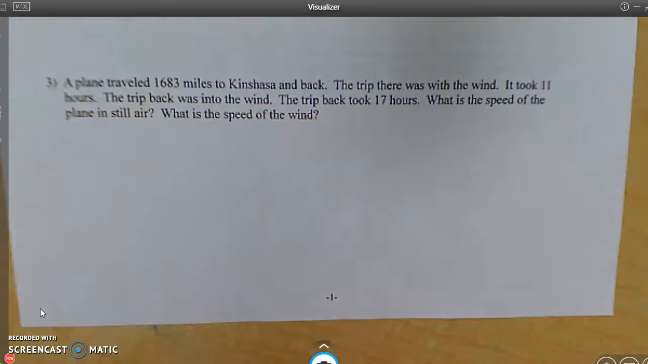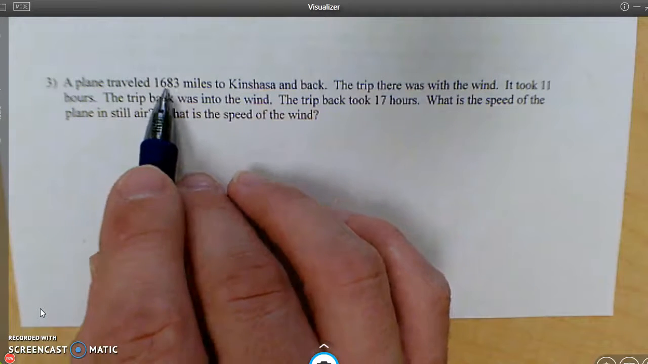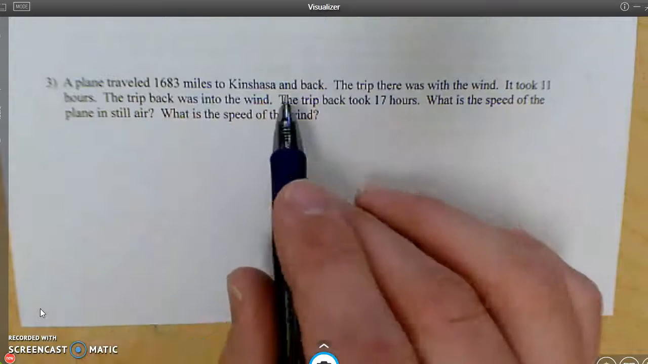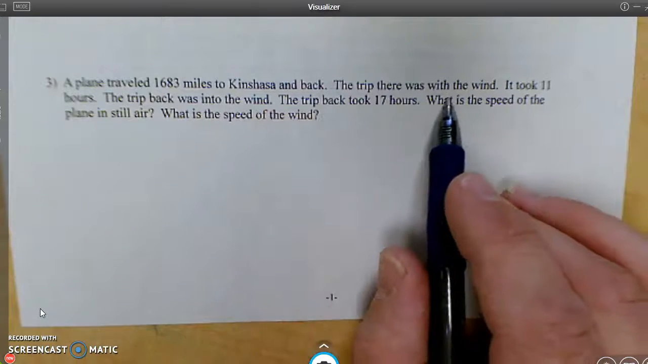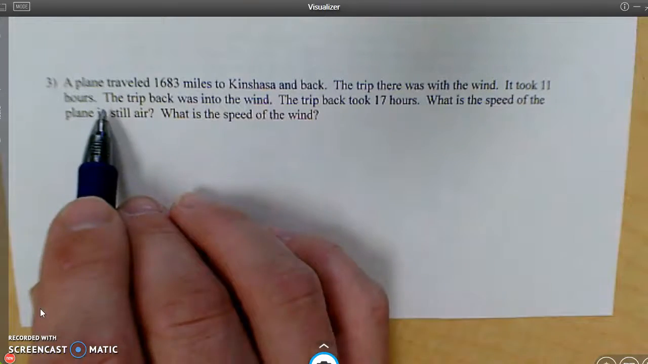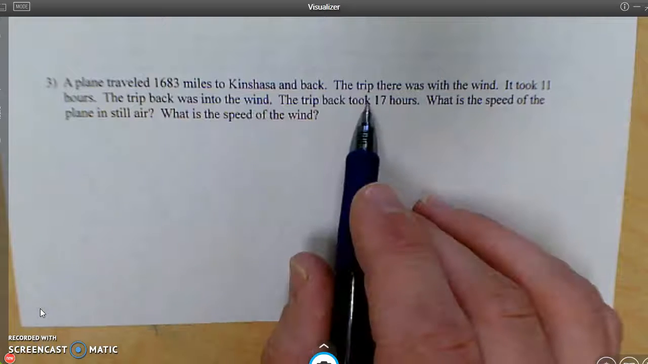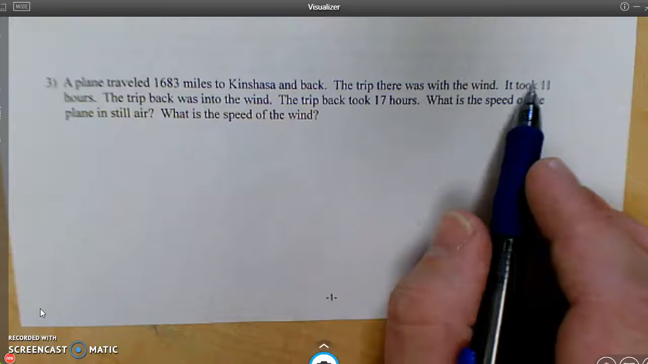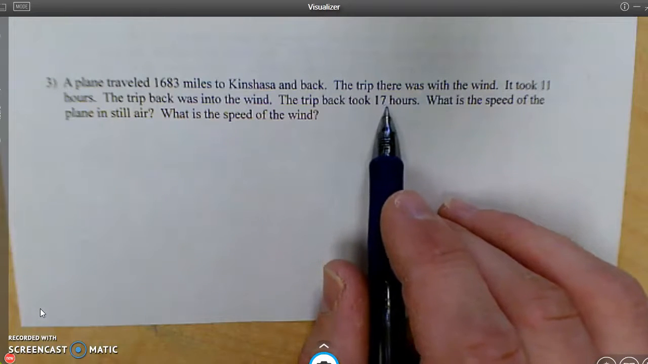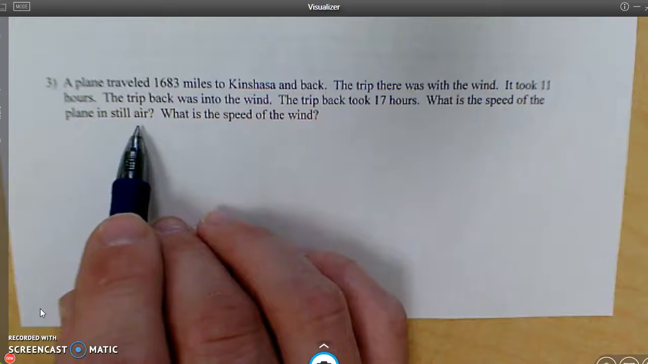While most of the problems on this assignment are going to be like that first one we looked at, some of them are going to kind of be like this. This one's less popular, but it is out there. So a plane traveled 1,683 miles to Kinshasa and back. The trip there was with wind. It took 11 hours. The trip back was into the wind, so it took 17 hours. So you're obviously going slower because you're fighting the wind. What is the speed of the plane in still air?